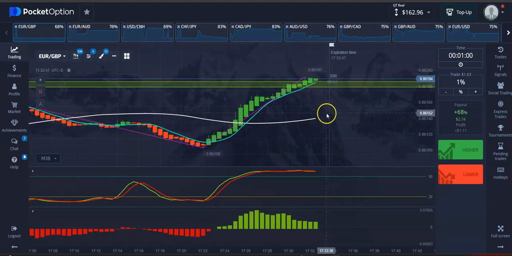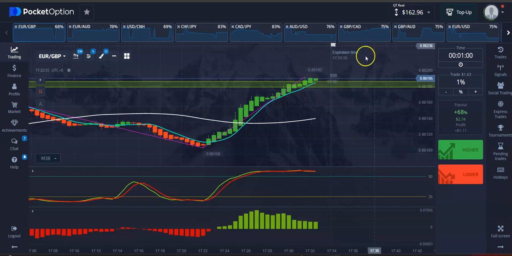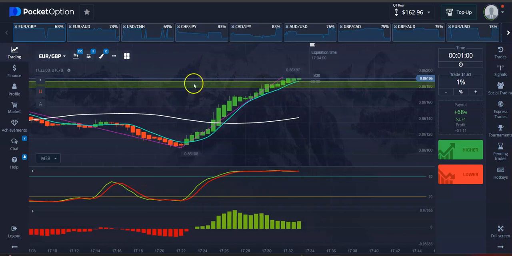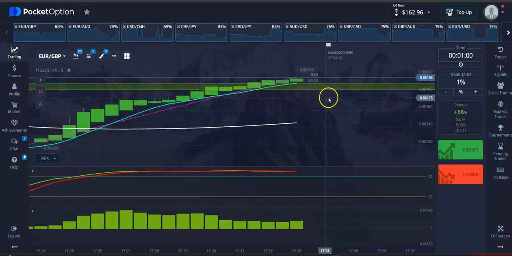Okay guys, so it might take a while. So what I'm going to do is pause the video, and whenever something happens, either a pump, a continuation to the upside, or a reversal, I will come back and show you the results of this currency pair.